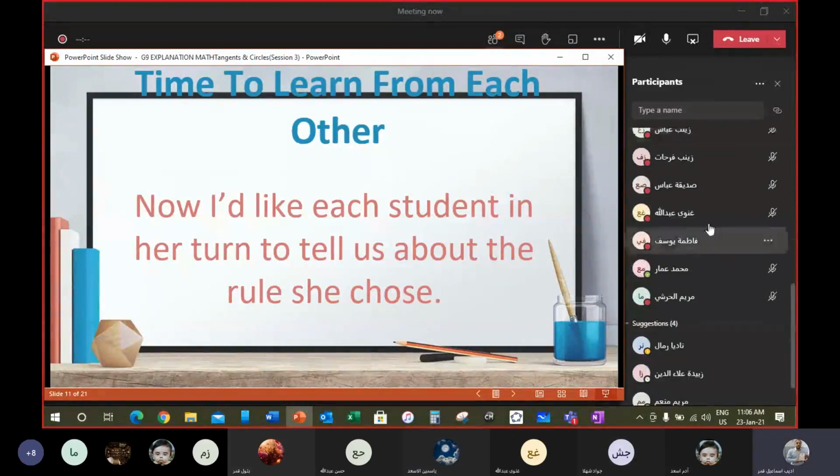I choose Fatima Yousef. Remind us of something. The angle facing the diameter equals 90. Very good. Maryam. In any triangle, if there is a median equal to half the measure of one side, then this triangle is right. Very good, very good.